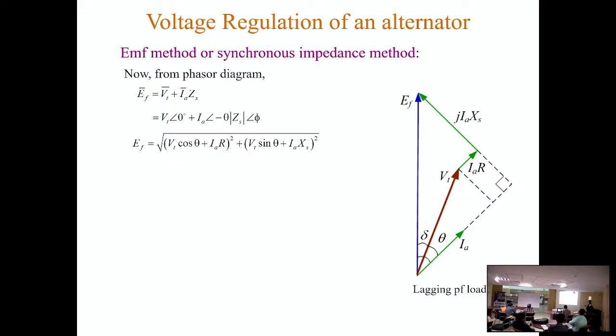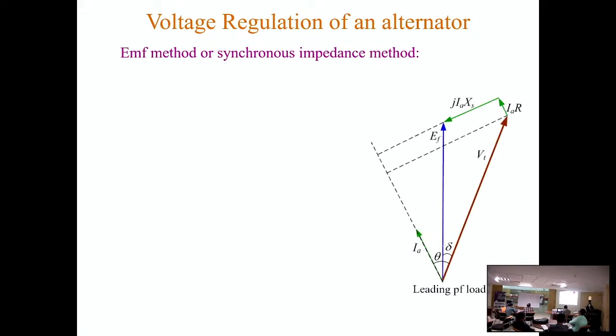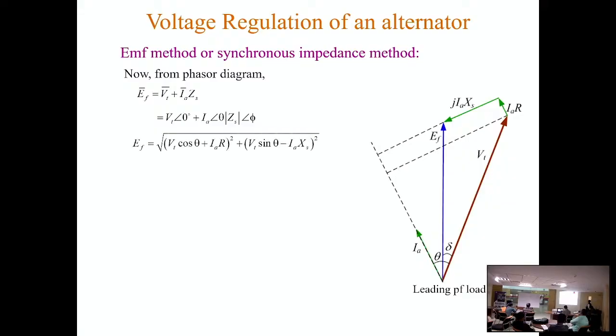Once you have EF, Vt is already known to you from nameplate data, so apply that earlier formula to calculate voltage regulation. Now for leading power factor load, again you have the two options. Either you can use this complex calculation or you can use this triangle. Okay, so if we use complex calculation, the expression remains same, but in case of this right angle triangle, we can see this sign will be negative.